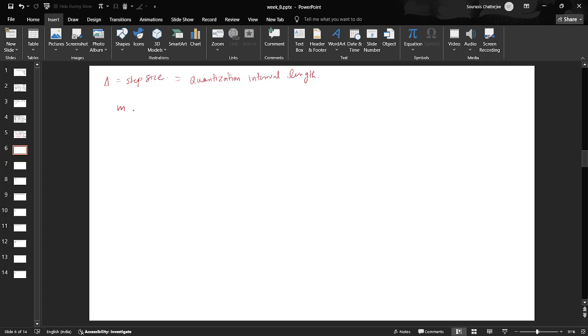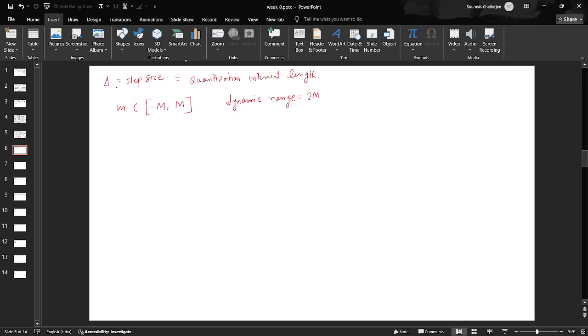So let's say the message signal I sampled takes value between minus m to m. That means the samples I am obtaining from it are going to take any value in this interval. That makes the dynamic range 2m, because dynamic range is basically the length of this interval. So if it can vary from minus m to m, the dynamic range is 2m.